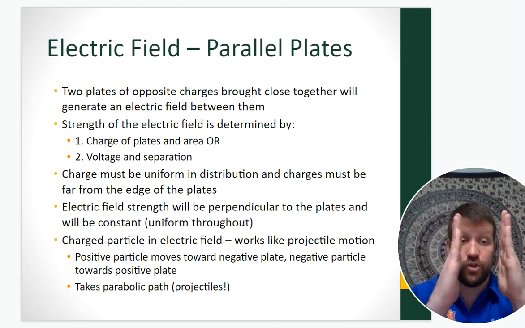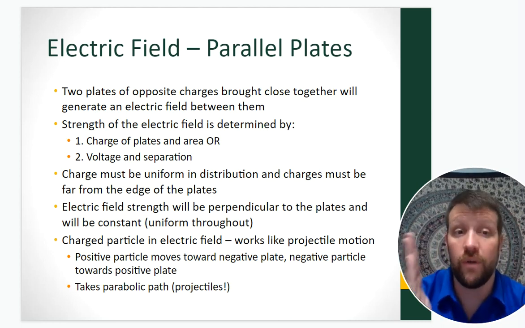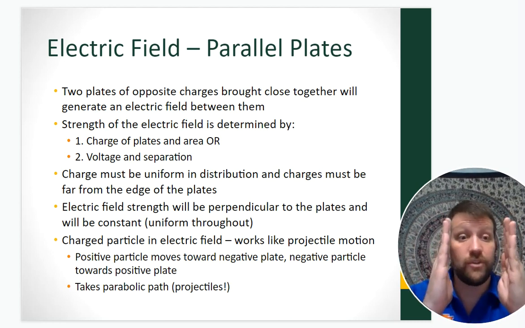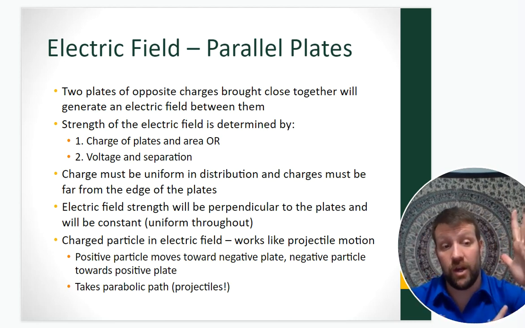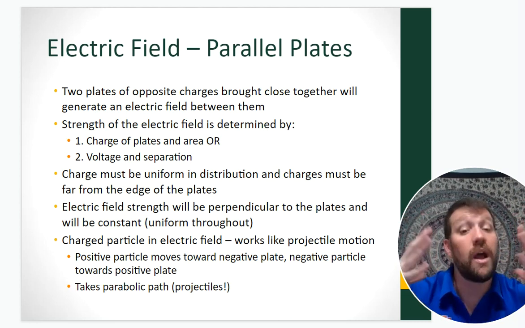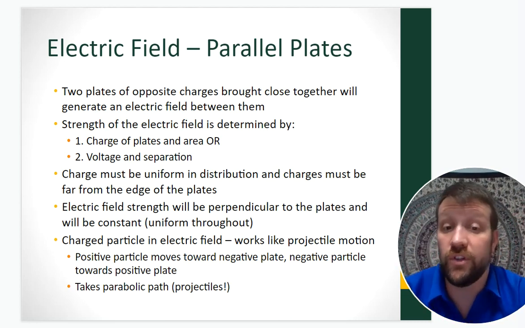What that means is I've got 2 plates near each other. If I have a charge of 1 on each, that's going to have a lower overall field strength in between them than if I have a charge of 10 on each. And if I make one plate bigger and the other plate bigger, I'm going to have a greater surface area as well, and thus a greater overall electric field in the center.